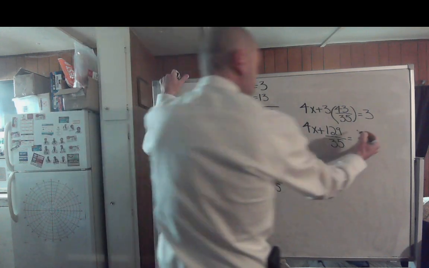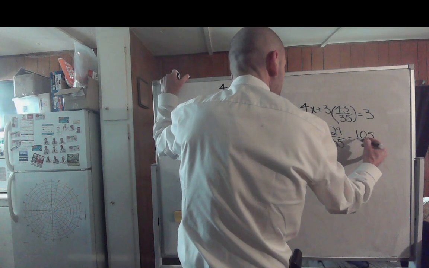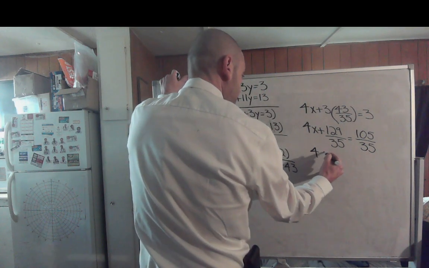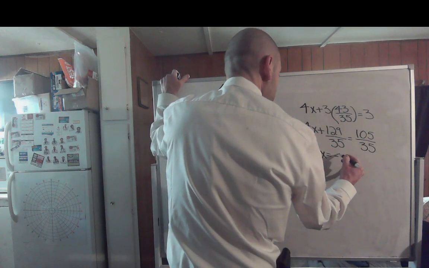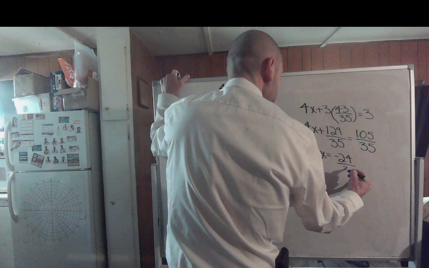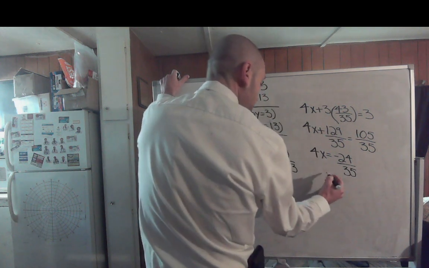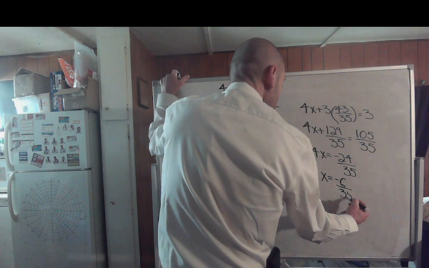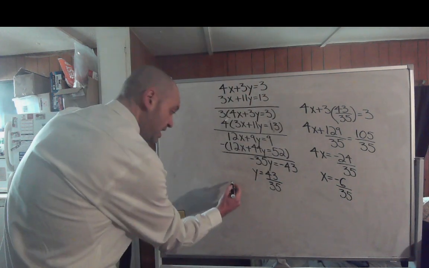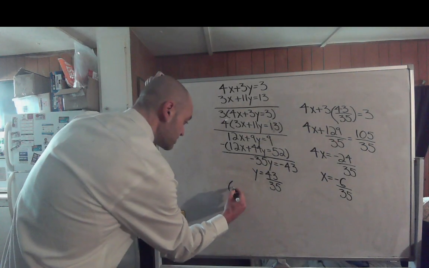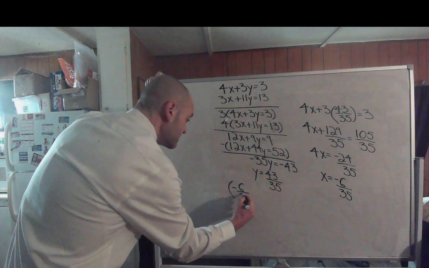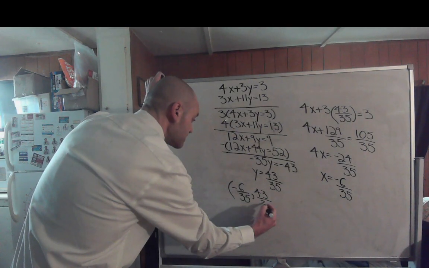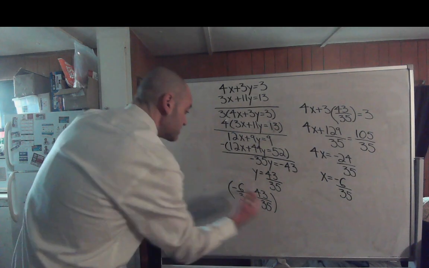Well, 3 in terms of 35 is 105 over 35. So that means 4x is going to equal negative 24/35. Then you divide both sides by 4, x would equal negative 6/35. So now we found both x and y values, and you'll get an ordered pair as your solution, being negative 6/35 and then 43/35.